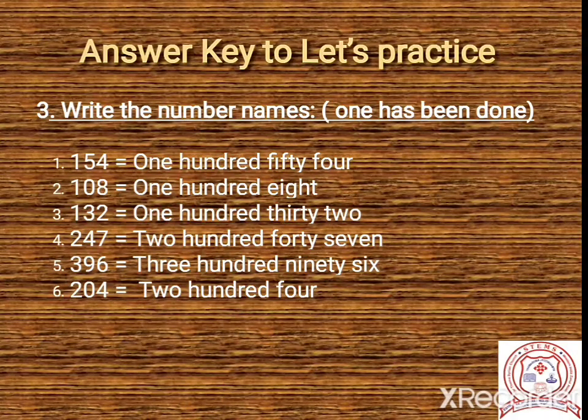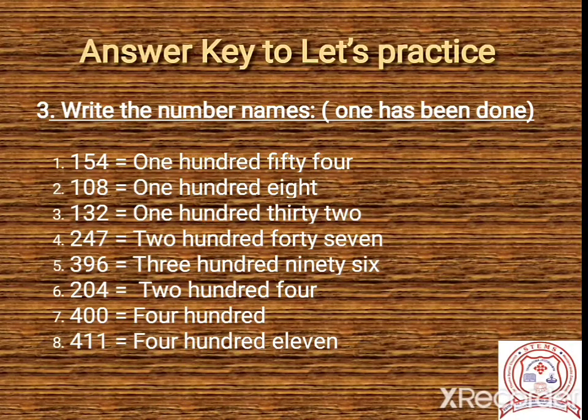Next is 204. 2 is in hundreds place and tens and ones will be written together as 4. So 204. Next is 400. As 4 is in hundreds place and there is no number in tens and ones place, it will be written only 400. Next, 411. How will we write it? It will be written as 411. Next, 377. It will be written as 377.